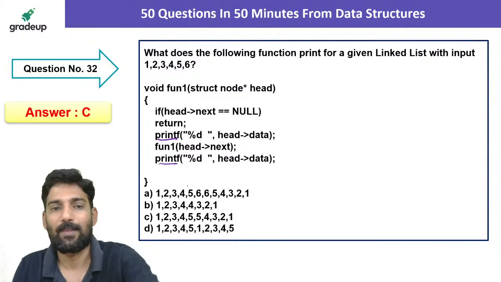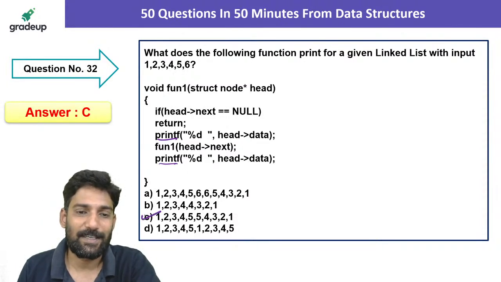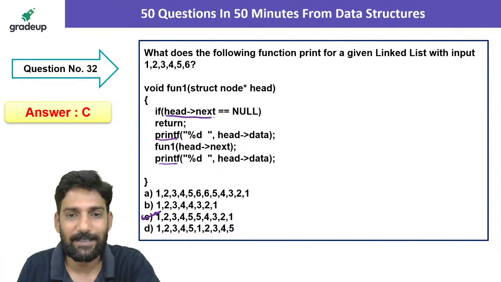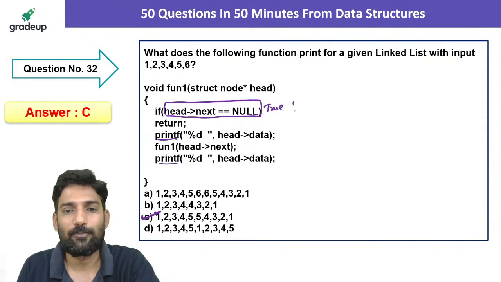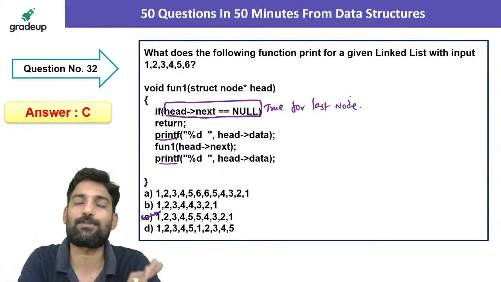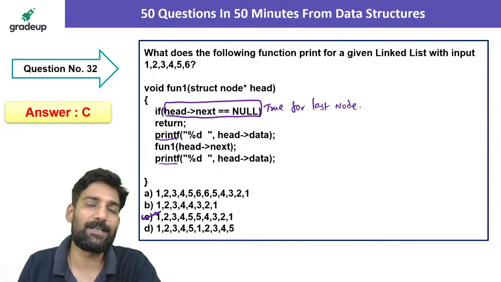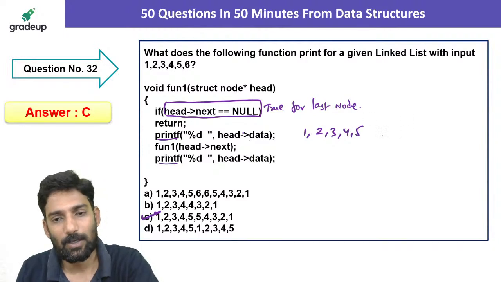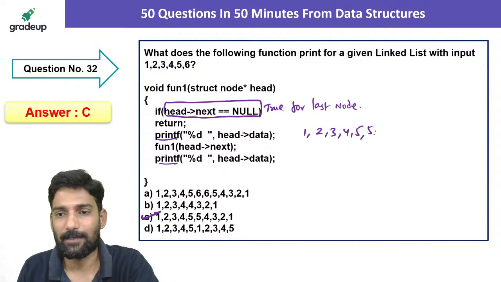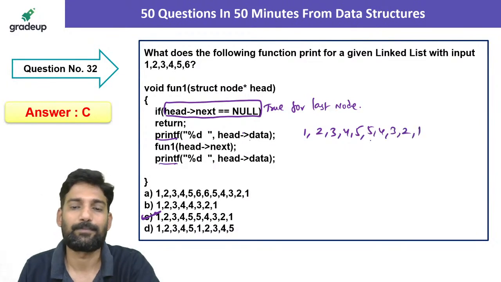Okay, but the right answer is option C, because it is again head next is equal to null. Head next will be null. This will be true for the last node. So whenever it is true for the last node, the last node will not execute print statements. So until then you are printing and moving, right? So print 1, 2, 3, 4, 5, then call, and while returning you print them back 5, 4, 3, 2, 1.